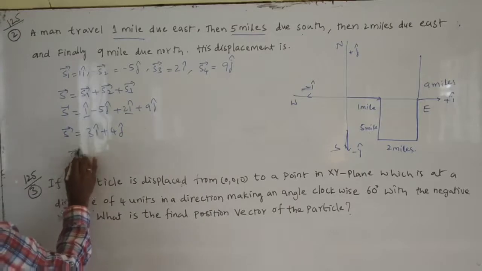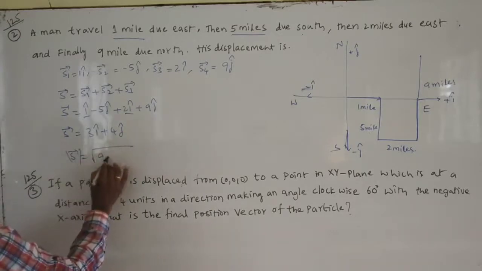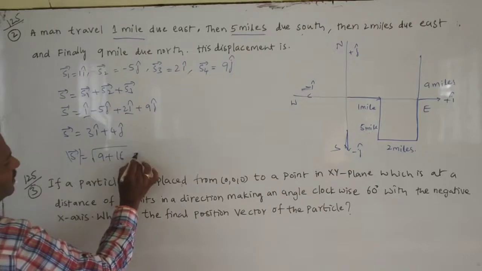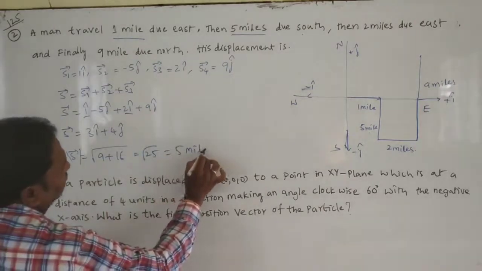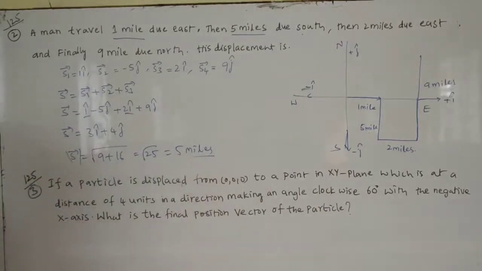So its magnitude is root over 9 plus 16, so this equals root 25, which means it's 5 miles. It's the magnitude.